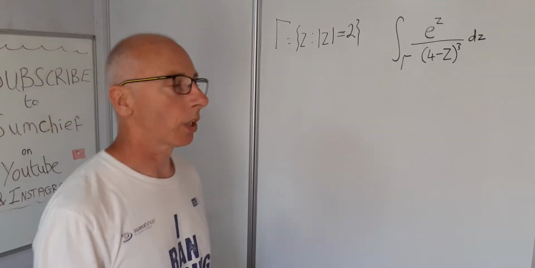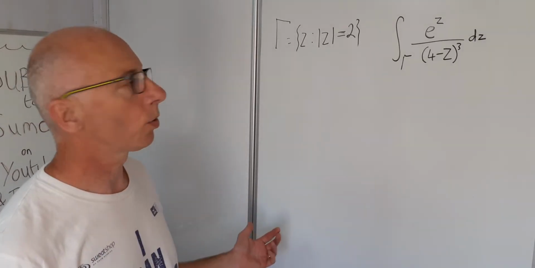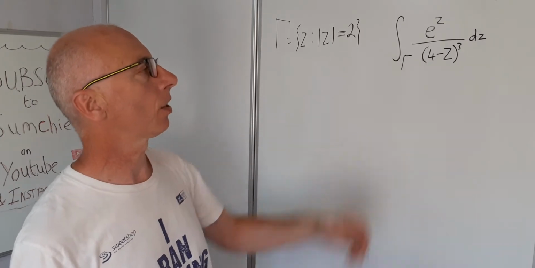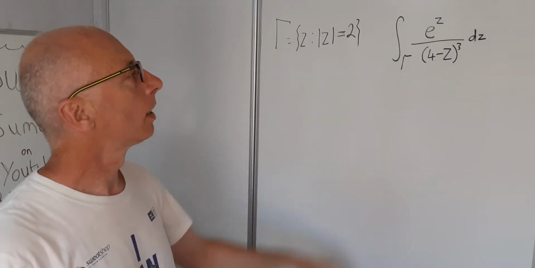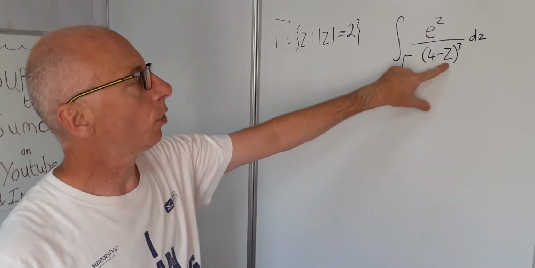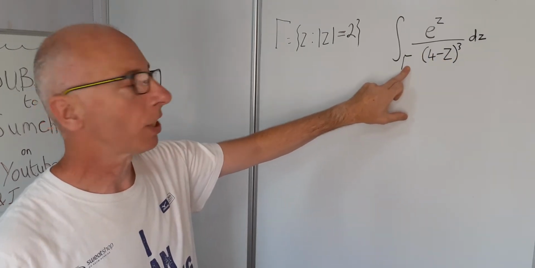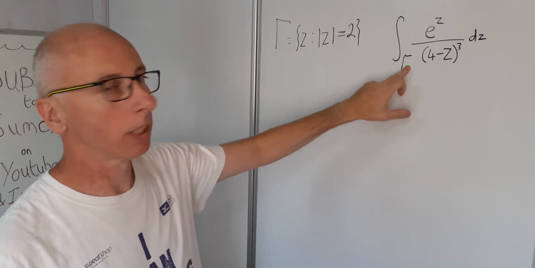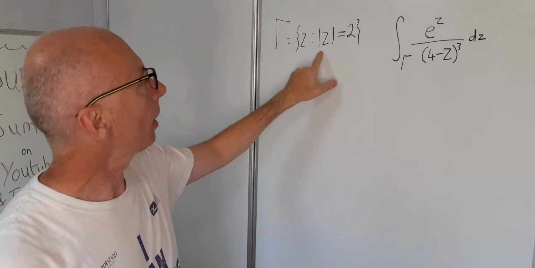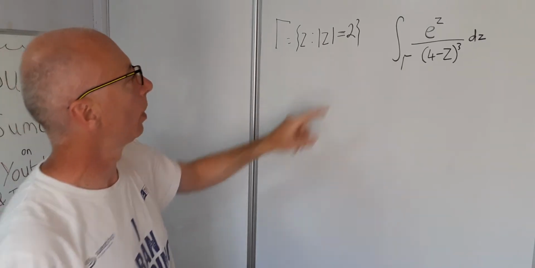Okay, so we've got an integral here, and we're going to try and use Cauchy's theorem to integrate this function. So we've got e to the z over 4 minus z cubed with respect to z, and the parameters of integration are the contour gamma. So gamma is defined as the modulus of z equals 2.